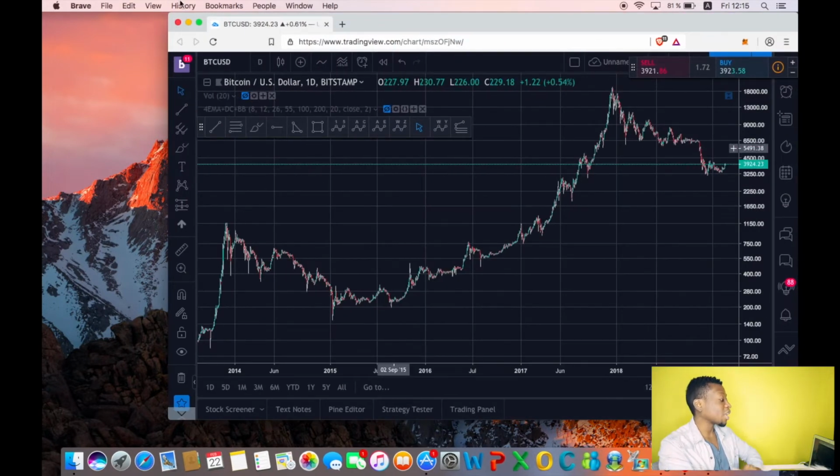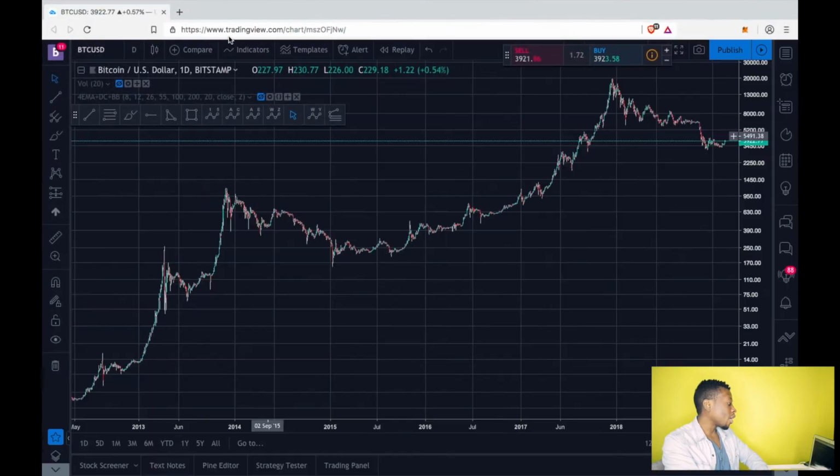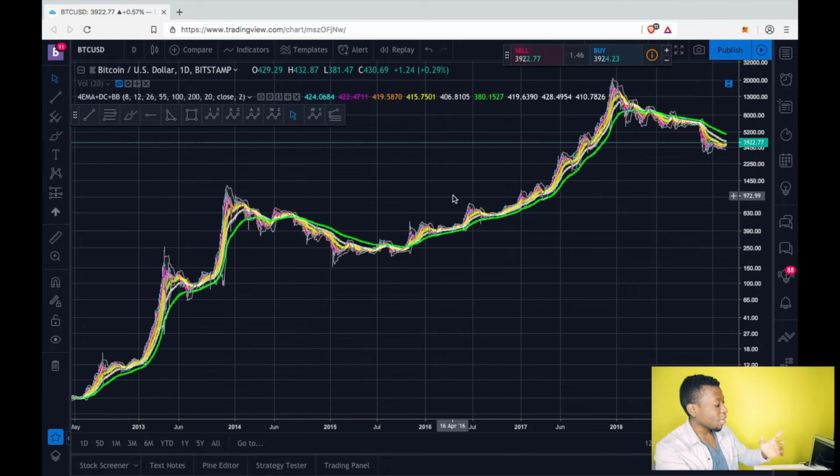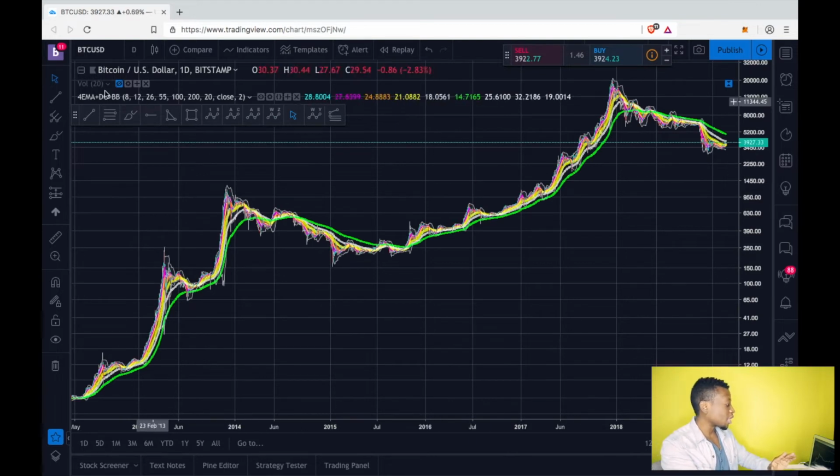So going back to our beloved Bitcoin chart, I'm just going to pull over an indicator that I usually use. This is a 4 EMA plus the Bollinger Bands, but right now don't really pay much attention to the Bollinger Bands. Just look at the 4 EMA. Right now I have about the 8, 12, 26, 55, 100, and 200.